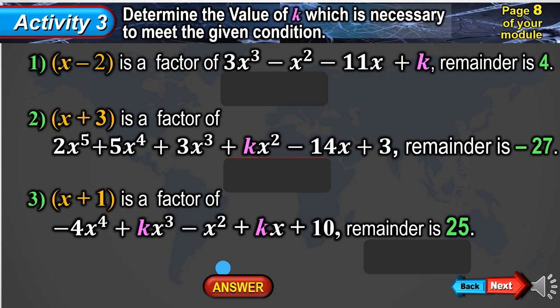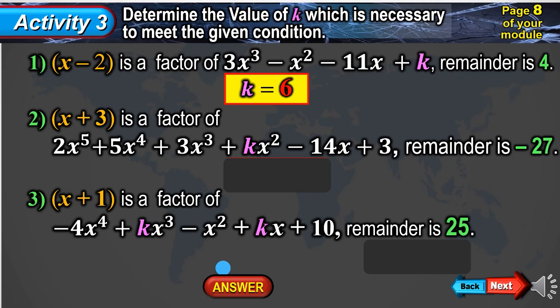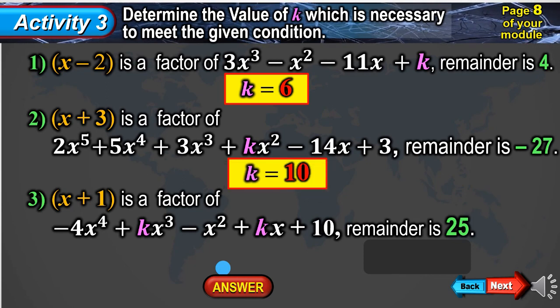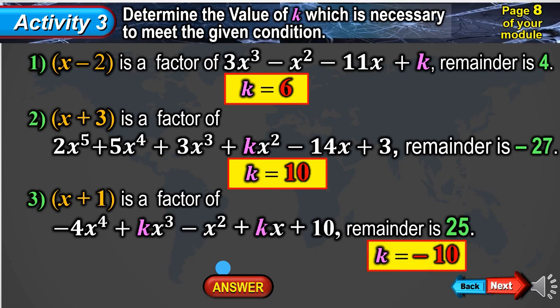Now let's get the answer. So for number 1, our k is equal to 6. For number 2, our k is equal to 10. And for number 3, our k is equal to negative 10.